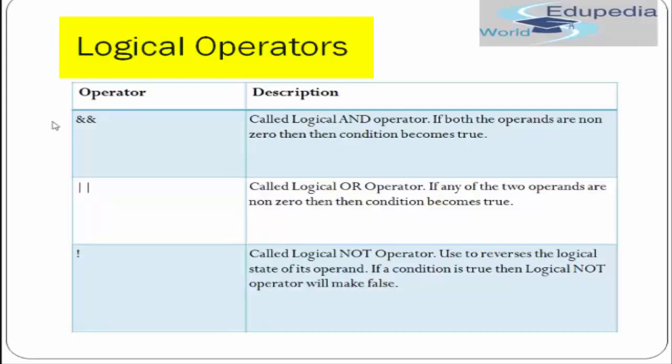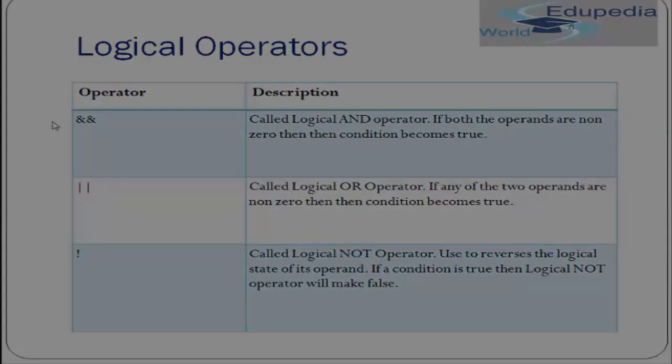Then we have a NOT operator, which reverses. As in the case of bitwise, where it was reversing the bits, over here the NOT operator is reversing true and false. If it's true, it will make it false. If it's false, it will make it true. It is used to reverse the logical state of an operand. If the condition is true, then the logical NOT operator will make it false. So I hope it's clear.